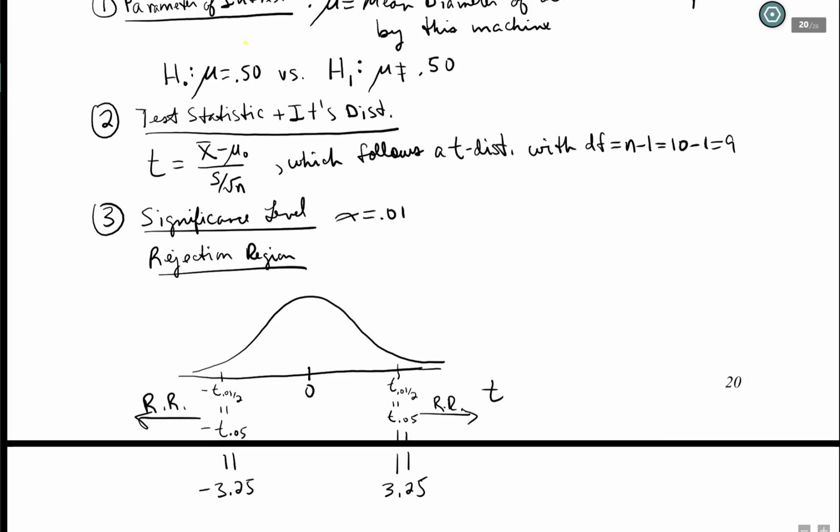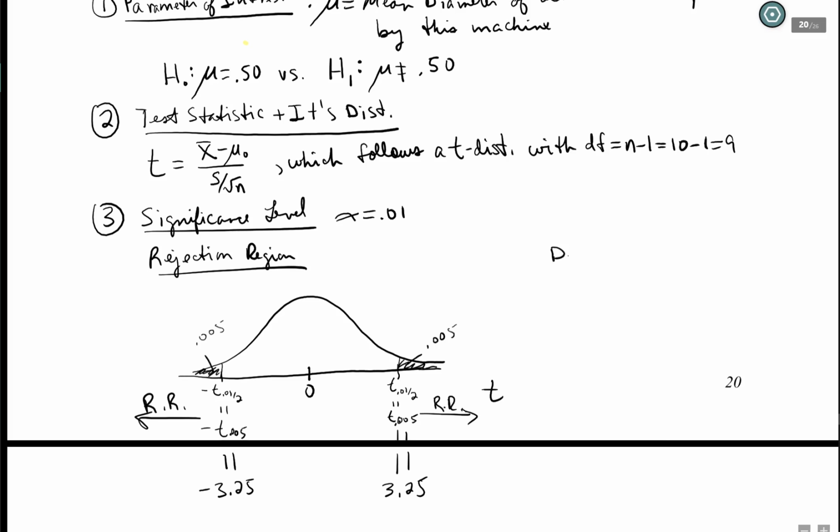Oh, I think I made a mistake here. You may have already picked up. This is t subscript 0.005, and same thing here, 0.005. Sorry about that. So just to be clear, the area under the curve to the right of that is 0.005, and the area under the curve to the left of that is 0.005.